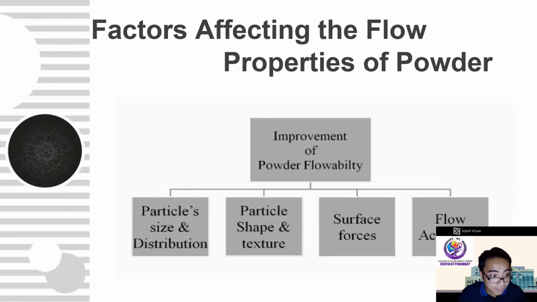So, particle shape and texture, kung mas round yan, better, as compared to irregularly shaped powders. So, round kasi, less friction. Compare that sa mga angular particles. Okay, surface forces, in terms of surface tension, ganyan. Kaya usually we add lubricants. Okay, and then of course, flow activators like glidants. Okay, so those are things that can improve powders' flowability.